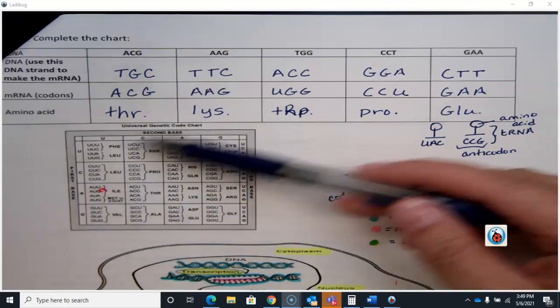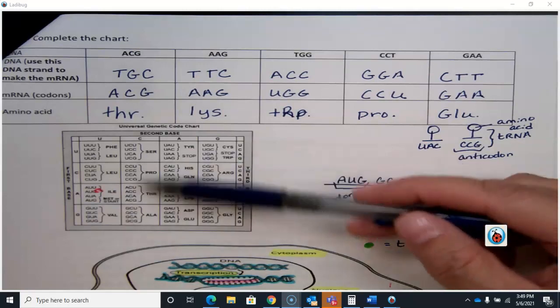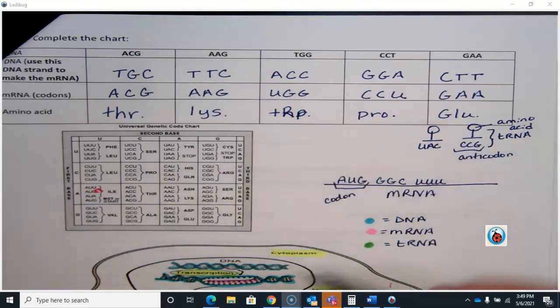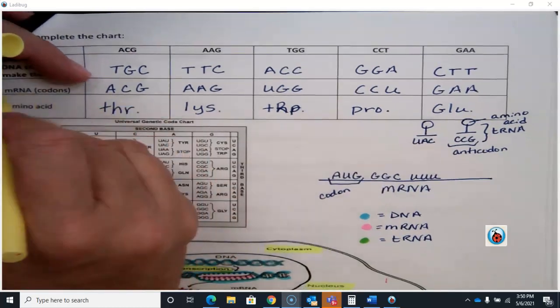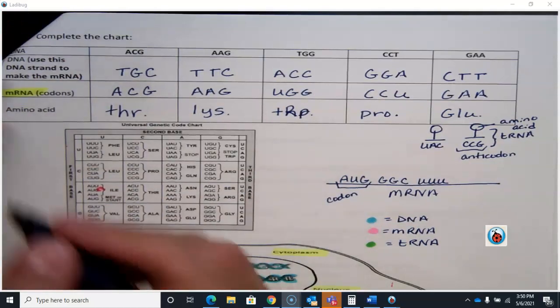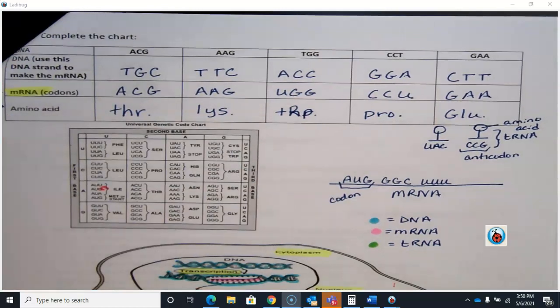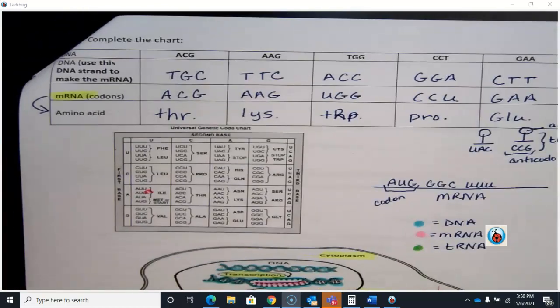So it's very much fair game on the EOC that you have to be able to read this chart. Remember, this is a chart of codons. So you have to look up the mRNA codon to find the amino acid. You can't look up the DNA. It has to be converted first to mRNA and then look up the amino acid.